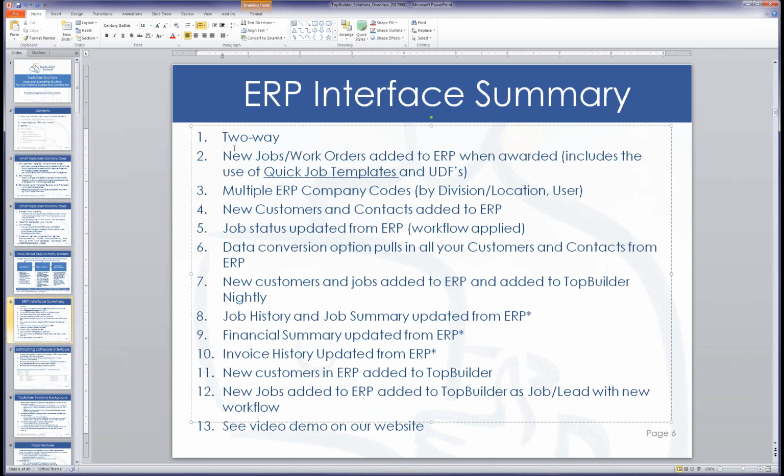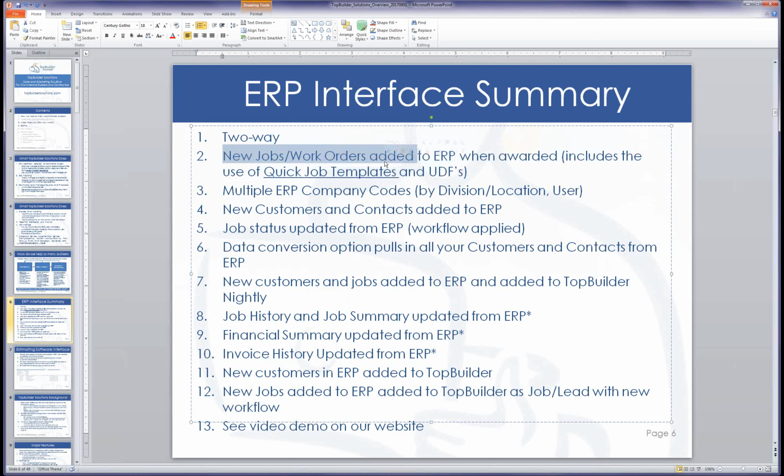Now, this is very similar to some interfaces that we have in production already. And we'll talk to you about how it's going to work. Now, with Sage 100, it's essentially going to be a two-way interface to keep your jobs, your customers, your contacts all in sync, and your work orders in sync. So the way that'll work, Keith, is when a new job is awarded or a work order is awarded, we'll send it over to Sage 100. We'll create the job in Sage 100.